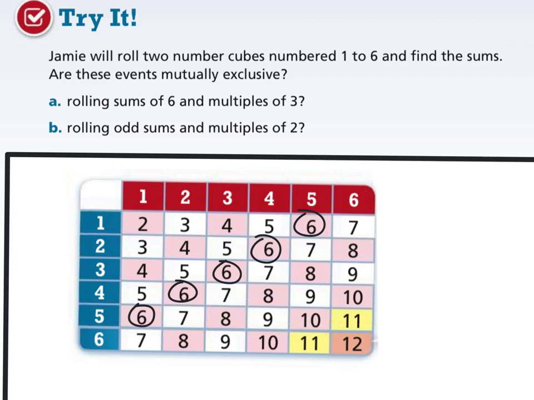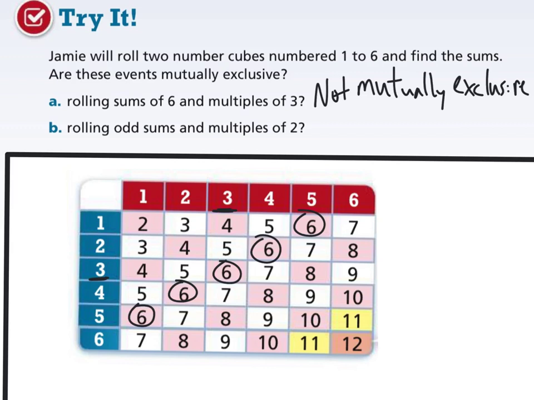And then the other thing is multiples of 3. So multiples of 3, we would have, with the 3 and 3, those are multiples of 3. And so that's going to be not mutually exclusive. Okay, not mutually exclusive because the 3, 3, those are both multiples of 3.